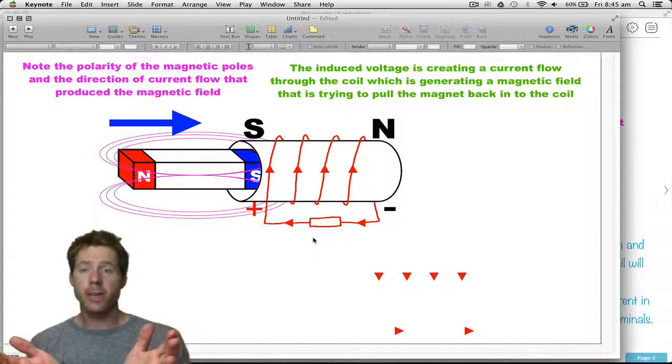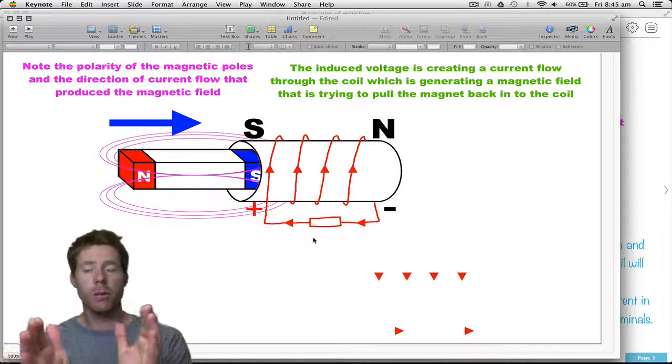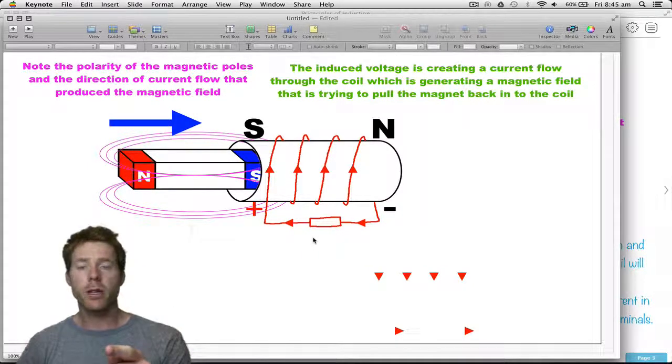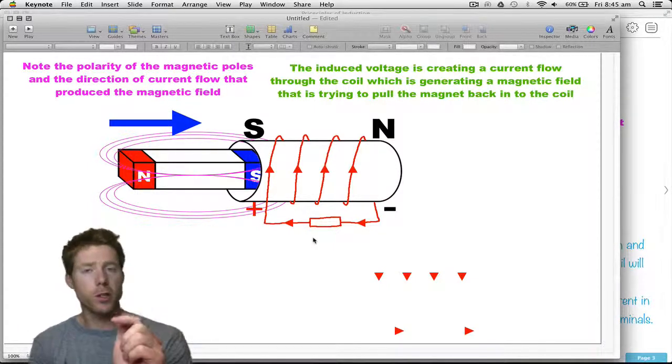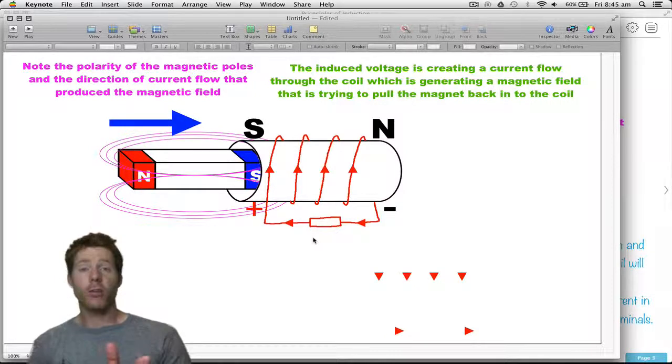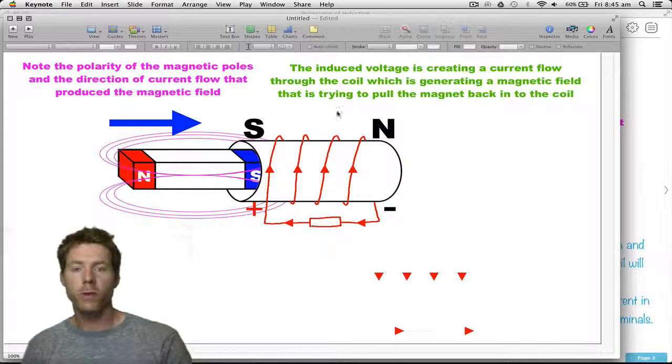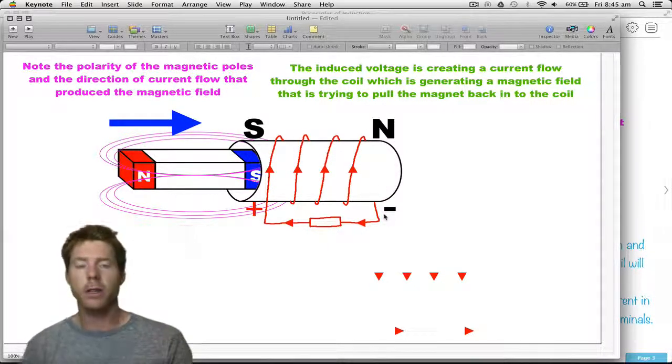So that's that example. You move the magnet with the south pole coming in first. You will cut through the wires with the lines of flux. You will induce a voltage, which means you will get current flow. Now that you have current flow, you will get a magnetic field built up around the coil, just as we looked at in the last lecture.